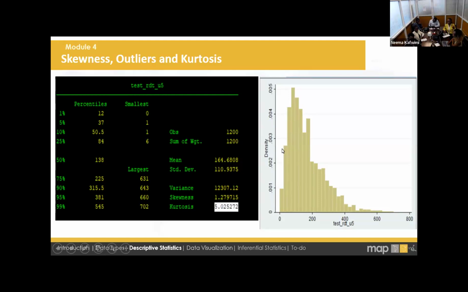Now, from the right-hand side, we can see our histogram. It's an example of our histogram. You can see some of the data are aligned too much on the right-hand side. We know that our mean is around 164 and the median is 138. But our mean has been pulled to 164, probably because of these extreme values, up to 660 and 702.